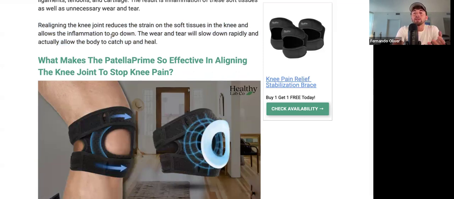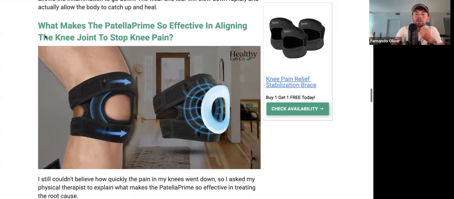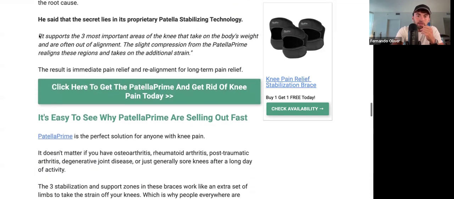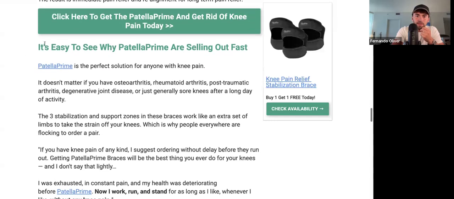And it's kind of making a promise in the frame of what happens when you solve the problem mechanism. The wear and tear will slow down rapidly and allow your body to catch up and heal. What makes the patella prime so effective in aligning the knee joint to stop knee pain? And then it's just explaining the functioning of the product, the solution mechanism. It supports the three most important areas of the knee. And then it goes into the close.